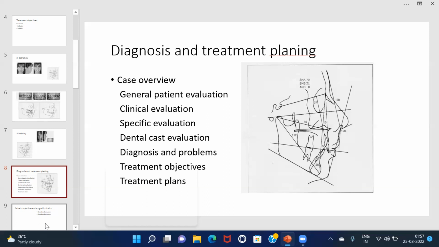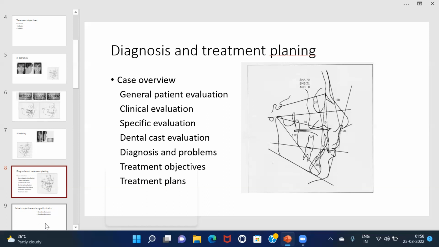In panoramic evaluation, posteroanterior cephalometric analysis, dental radiographic analysis, occlusal plane radiographic analysis. Now, in the dental cast analysis, the cast analysis confirms the clinical findings. Diagnosis and problem list. In the diagnosis: skeletal diagnosis and problems, soft tissue diagnosis and problems, dental diagnosis and problems, and other diagnosis and problems. The treatment objectives are soft tissue treatment objective, skeletal treatment objective, dental treatment objective.